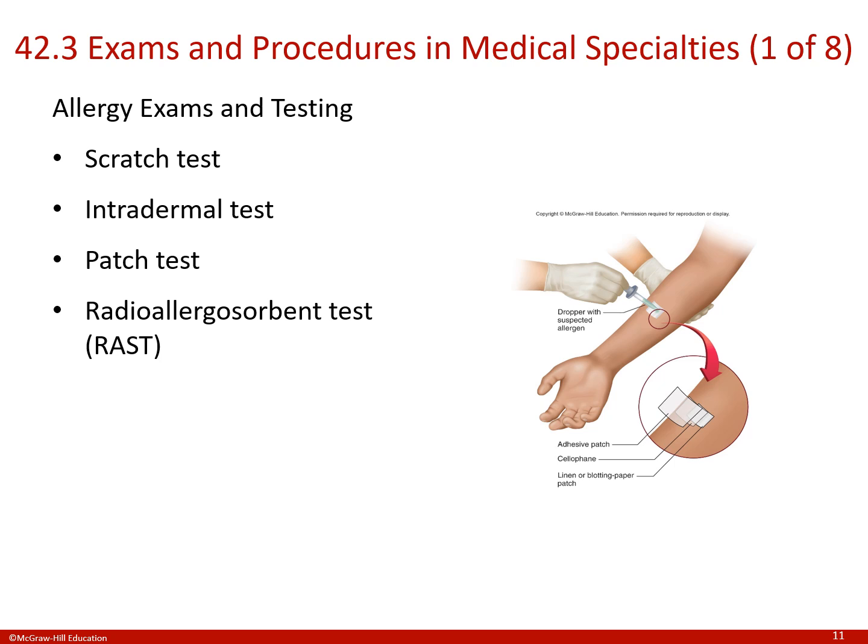And then, of course, last, the radioallergosorbent test, which is known as RAST. This measures blood levels of antibodies to specific allergens, and the RAST test is what we consider to be the most accurate, but also the most expensive test out there.